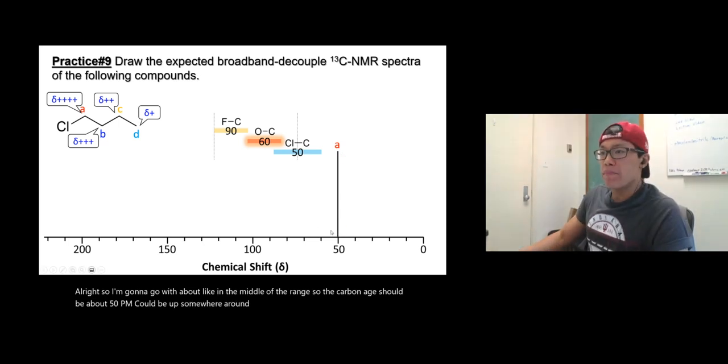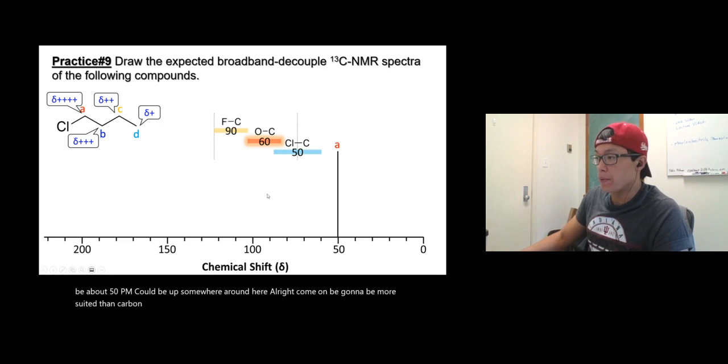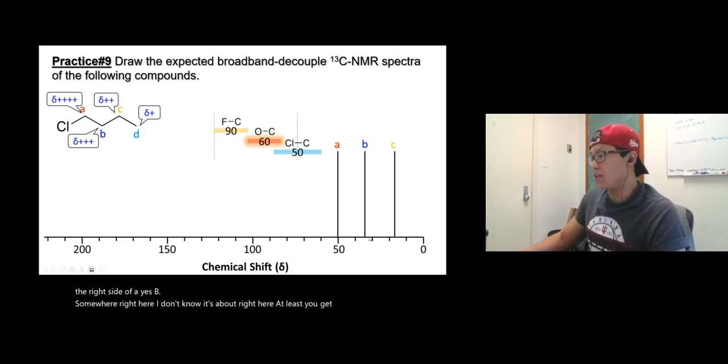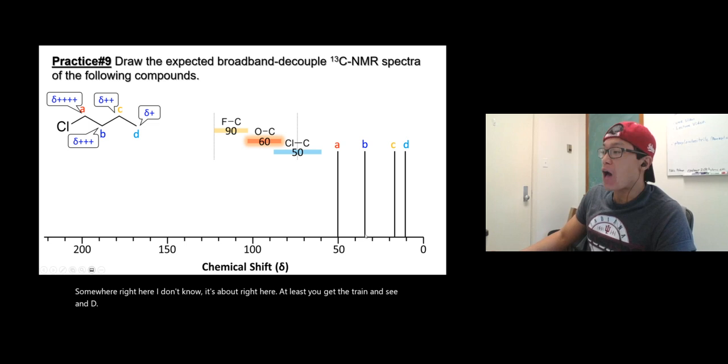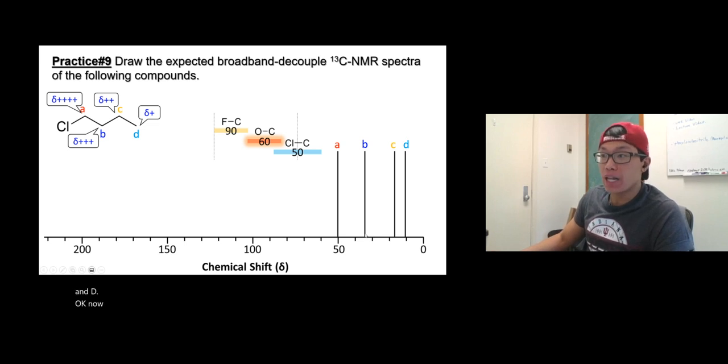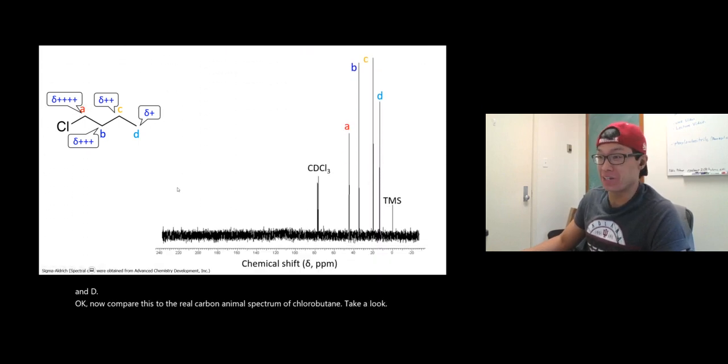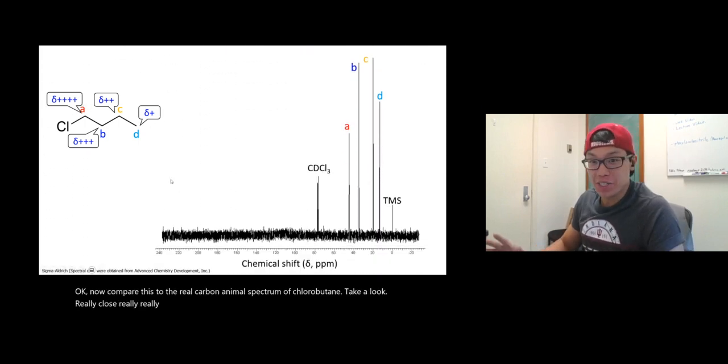Carbon B is going to be more shielded than carbon A, because it is further away from chlorine, so it appears upfield, on the right side of A. That's B, somewhere right here. At least you get the trend. And then C and D. Now compare this to the real carbon NMR spectrum of chlorobutane. Take a look. Really close. That's all you have to do.